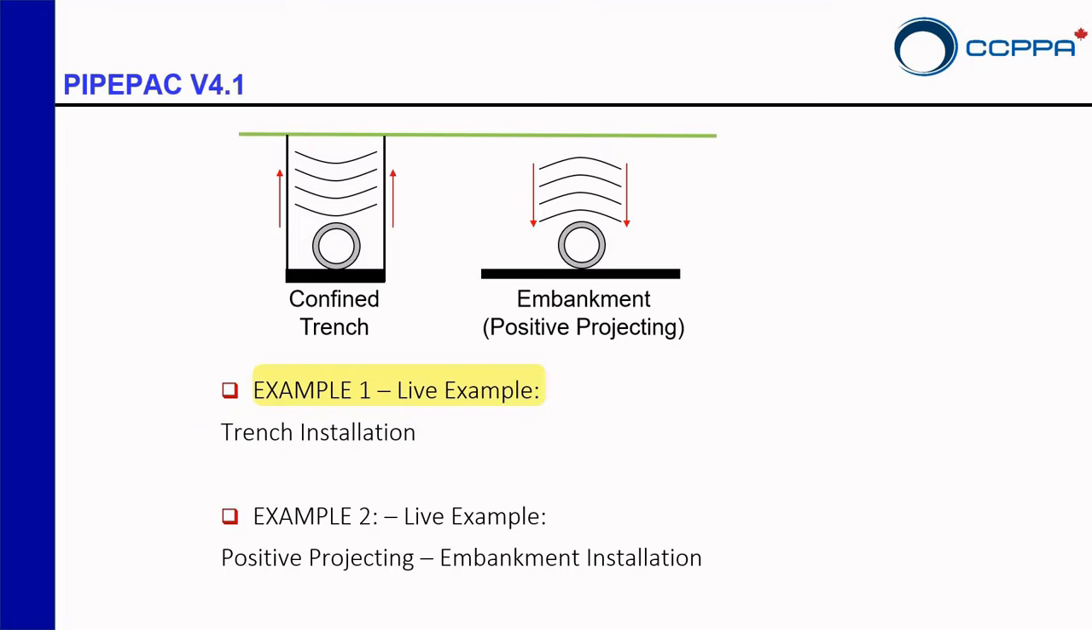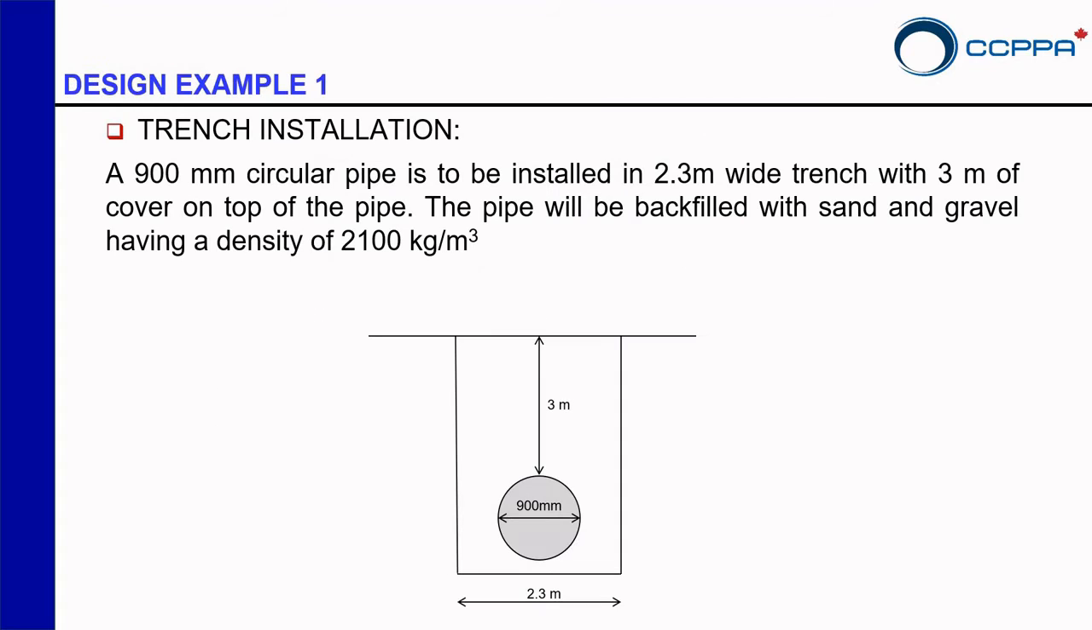Now that we finished with the explanation, we can go ahead and see how the software works. I will do 2 examples with the same parameters but different installation types. So we're going to have example number 1. It's going to be a trench installation, and example number 2 is going to be a positive projection or embankment installation. So here is example number 1.